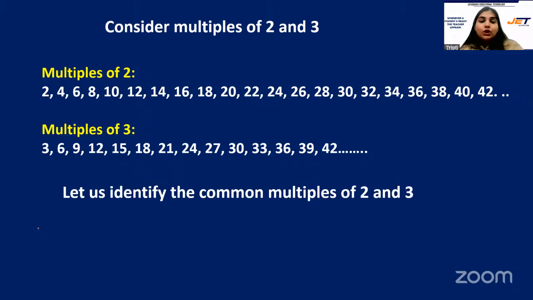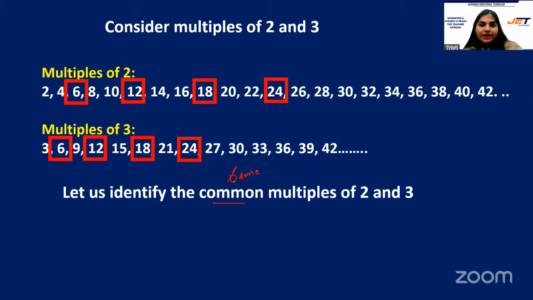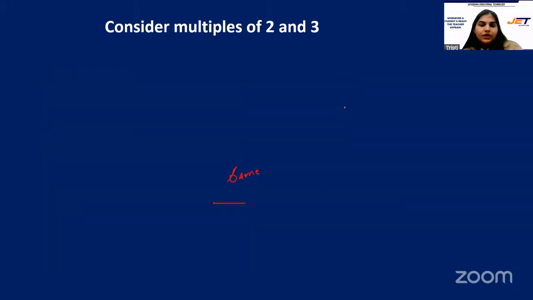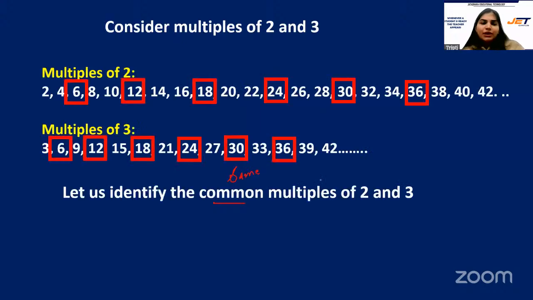Now we need to find the common multiples. So common means same or similar. Okay, common multiples, the same multiples that are there in both the times table of 2 and 3. So 6, 12, 18, 24, 30, 36, and so on. Okay, so instead of 34, it's 36. Yeah, so that's how you do it. So these are the common multiples.